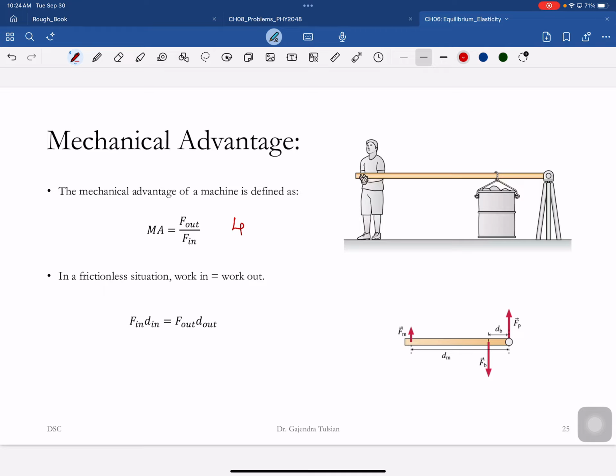In your body, the input forces from your muscles are 10 times larger than the weight you're lifting. So your mechanical advantage in your body is about 1/10. And why is that? Again, because your muscles can't contract too much, so they apply greater forces. By the way, the input work is always equal to the output work in frictionless situations. When there's friction, input work is always greater than output work.